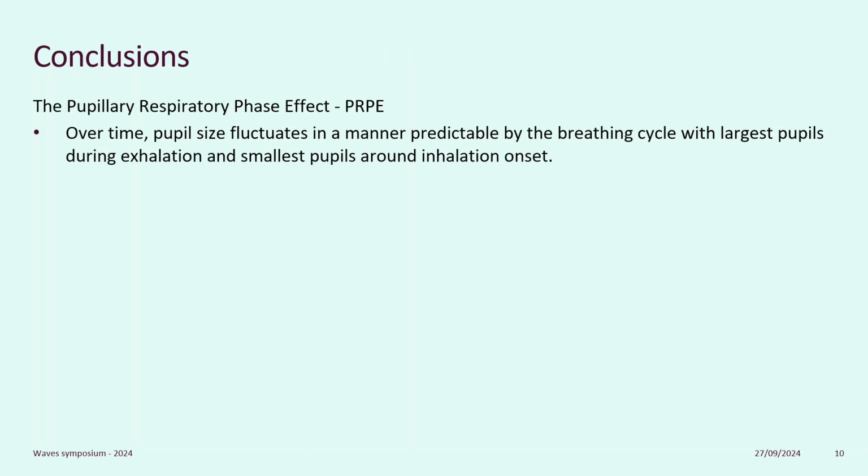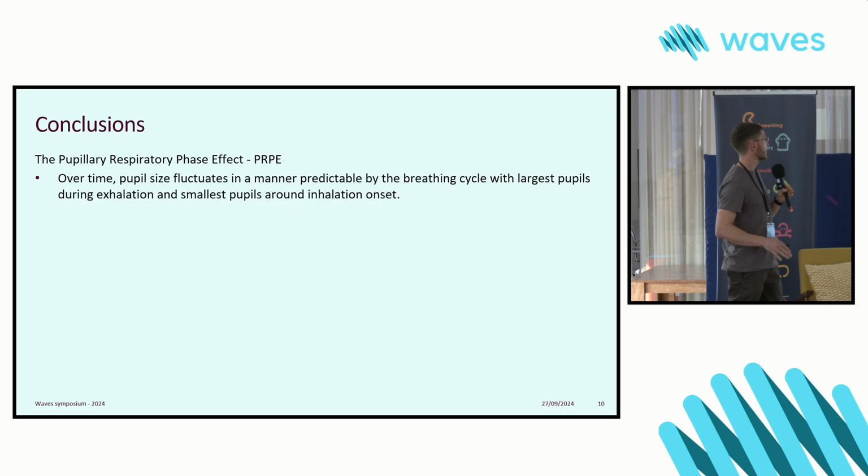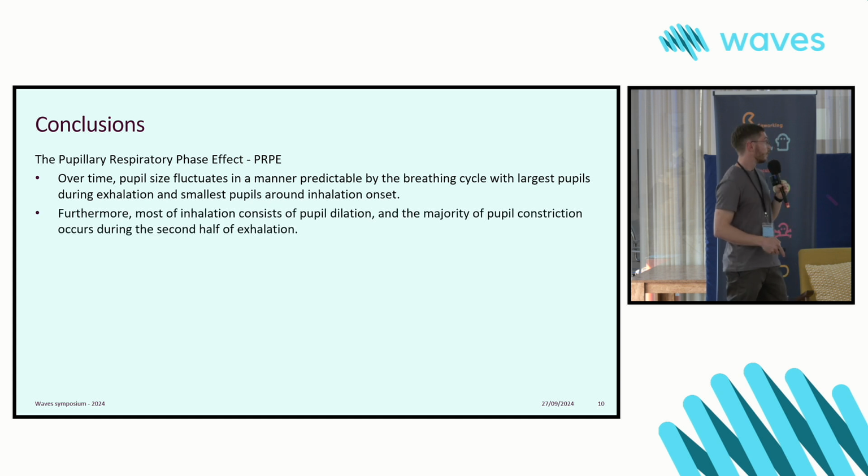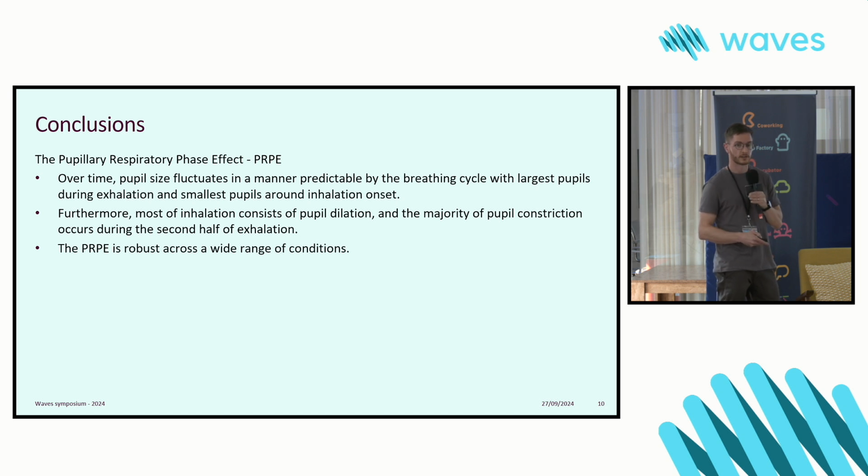So to conclude, what we call the pupillary-respiratory phase effect, maybe come up with a better name, don't know. But over time, pupil size seems to fluctuate in a manner that's predictable by the breathing cycle, with largest pupils during exhalation and smallest pupils around inhalation onset. Furthermore, most of inhalation consists of pupil dilation, and the majority of pupil constriction occurs during the second half of exhalation. And this effect seems quite robust as we tested it across a wide range of conditions.